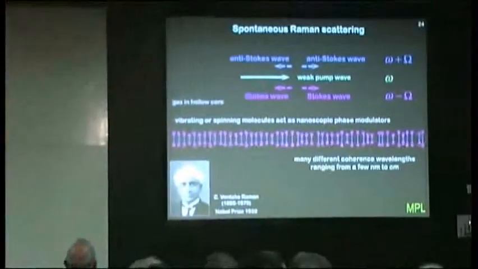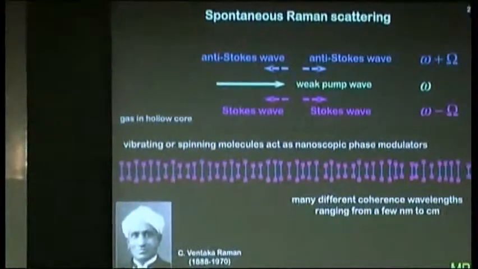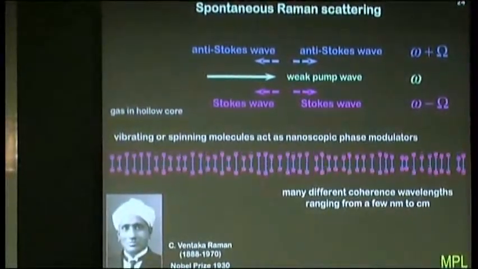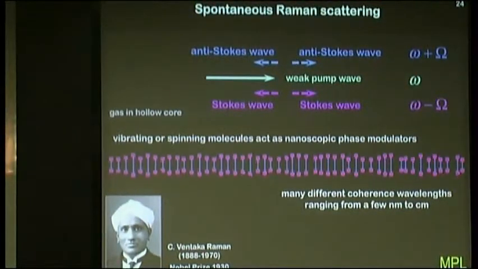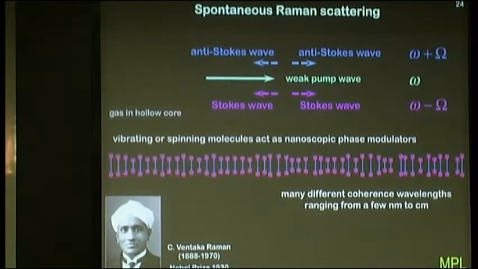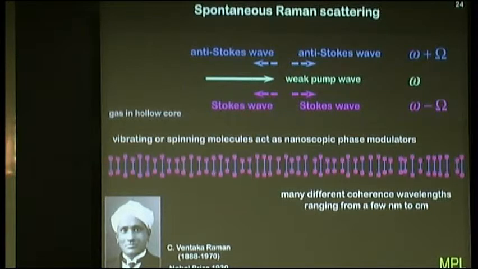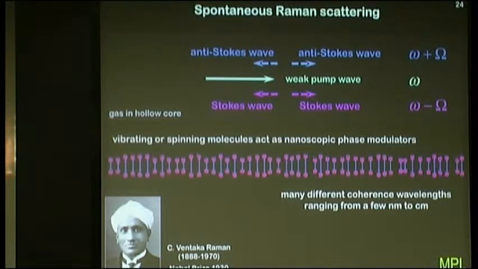So just a little bit of fun here. This is a picture of some molecules. I've chosen a vibrational motion because I couldn't get the spinning to fit in very well in the picture, in the movie. So this is what happens in spontaneous Raman scattering. Some light comes in, a weak pump wave. It interacts with these molecules that are vibrating at the Raman frequency, and because there are many different coherence wavelengths in this randomly vibrating population of molecules, you could sometimes get generation of a Stokes wave forwards, or an anti-Stokes wave forwards, or a Stokes wave backwards, or an anti-Stokes wave backwards. You get all these different waves in the system.